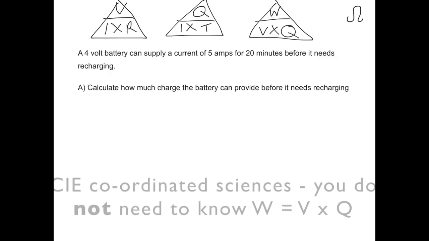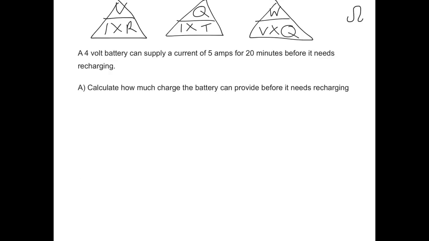Anyway, let's look at the question then. Calculate how much charge the battery can provide before it needs recharging. So we're looking for a triangle that has Q in it. So there's two of those, and what else have I been told? Well, I've got the current because I've been told 5 amps, and I've been given the time, which is 20 minutes. So what I'm going to use is the QIT triangle.